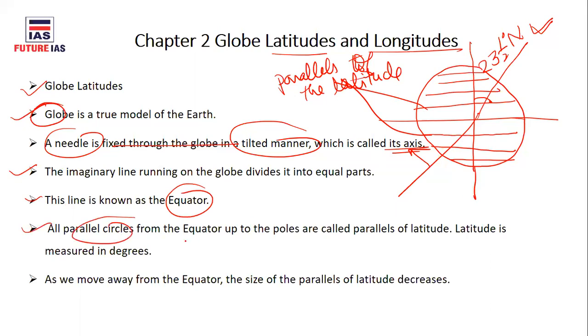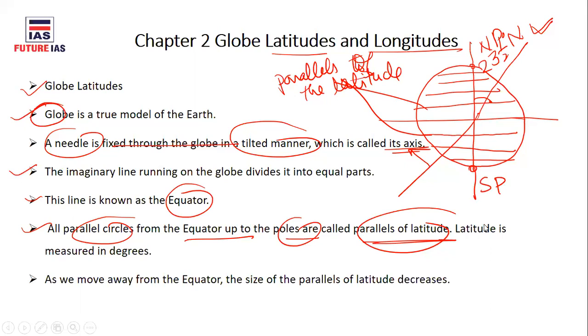All parallel circles from the equator up to the poles are called parallels of latitude, that I've already explained just now. Okay, and there is another set, longitude. For example, this is your north pole and this is your south pole. Now you have divided this earth this way.